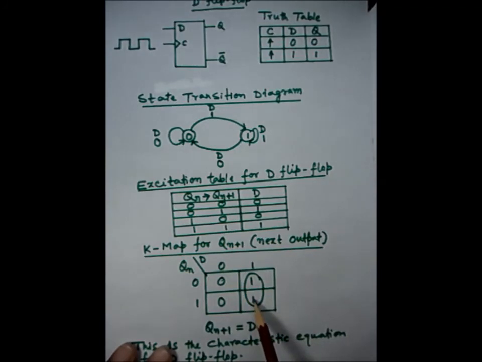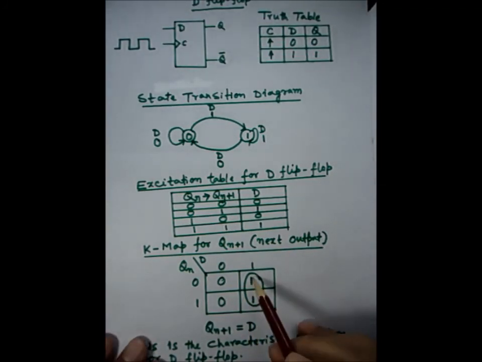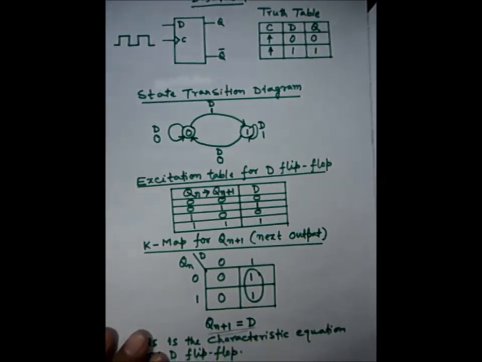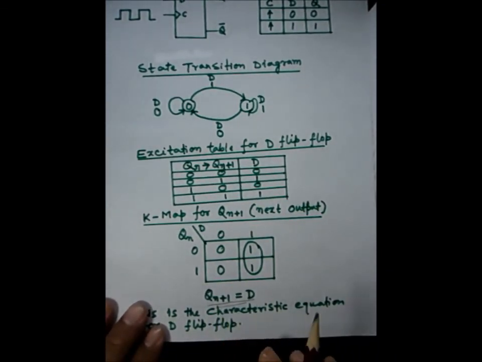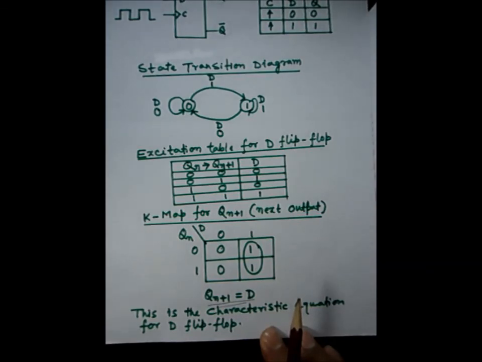We have put these in the K-map, and we simplify the K-map. After simplification, we make a group, and you can see very clearly that this is nothing but D. Therefore, this is the characteristic equation for the D flip-flop.